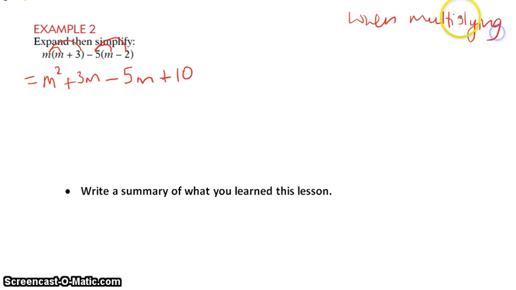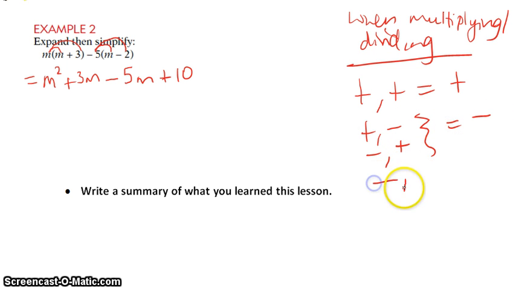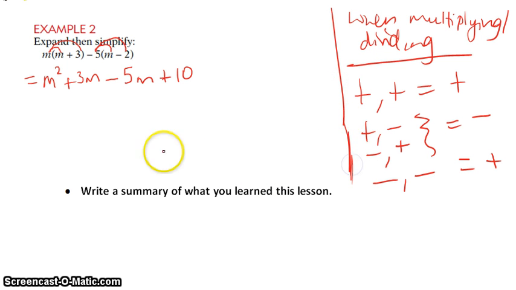When multiplying or dividing, basically we've got these rules. If you're timesing or dividing a positive by a positive, you get a positive. Positive by negative, negative by positive, both of those will give you a negative, and two negatives times or divided together give you a positive answer. So you need to remember those rules from back early on.